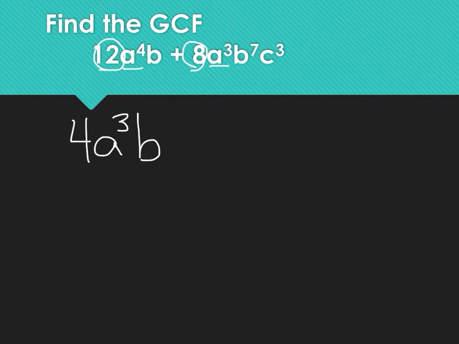B's, this has 1 B, that has 7 B's, so just 1 B. C, 3, 0, so it has just 0 C's in common. So my greatest common factor is that right there: 4, because of the 12 and 8, a to the third power, and B.